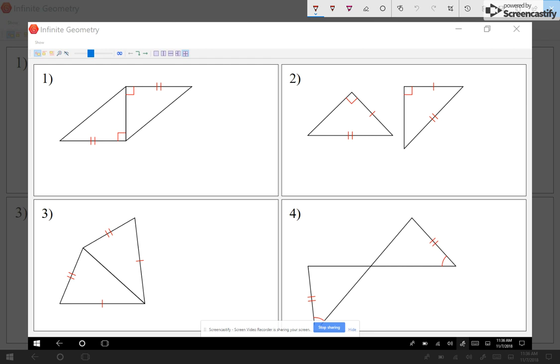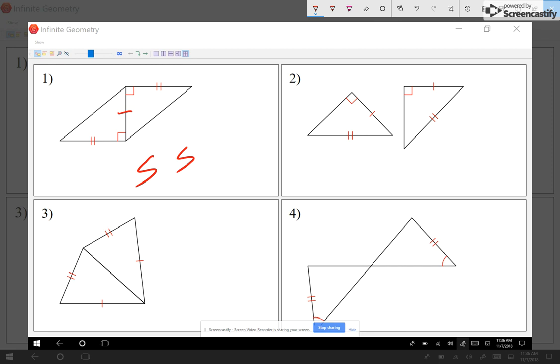Looking at number one, technically we can mark that side, right? That's technically given. So if I look at the two triangles, each triangle has two sides marked. Remember, I'm always looking at there's two of something, either two angles or two sides. In this case, two sides. Each triangle has two sides marked.